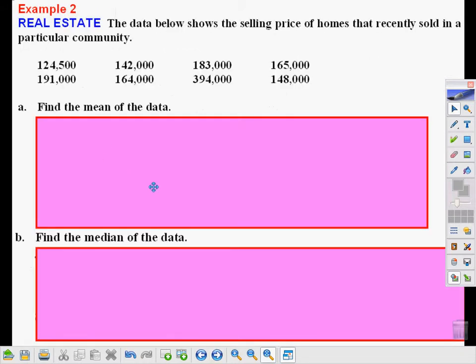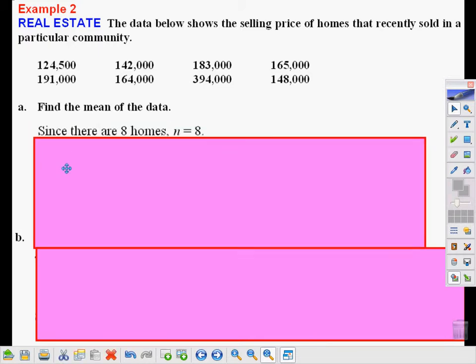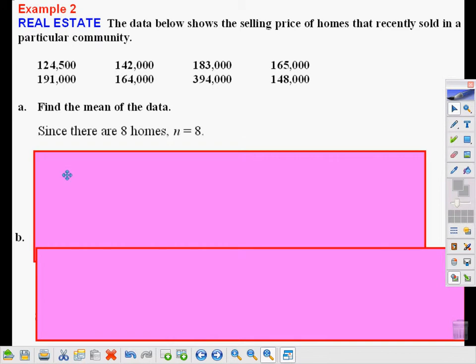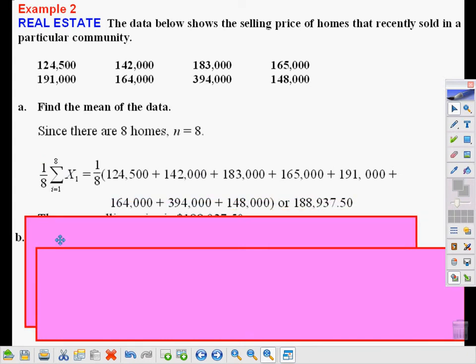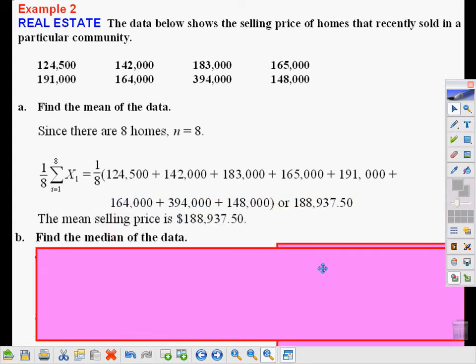Let's get a little bit more involved. Here I've got a data table that shows the selling price of homes in a particular community. Find the mean of the data. Well, we just talked about how to do that. So there's 8 homes, and we're going to use a little bit fancier notation this time. So note that I'm using 8 for the value of the variable n. And then I'm going to use this summation notation.